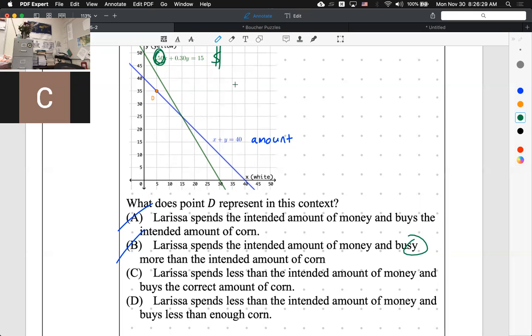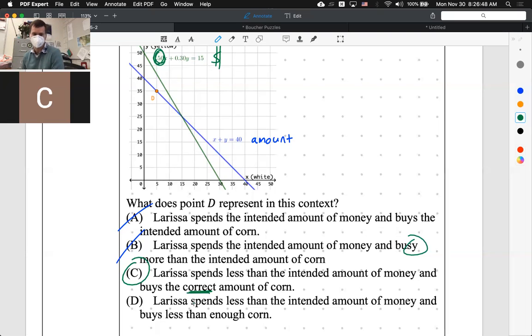On which line? The blue line. Yes, it's on the blue line, so it is the correct amount. That's the analysis, done. It's on the blue line, it's the correct amount, so the correct answer here is C. It is the correct amount of corn.